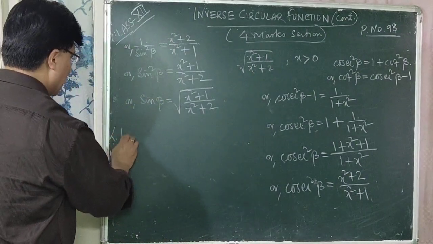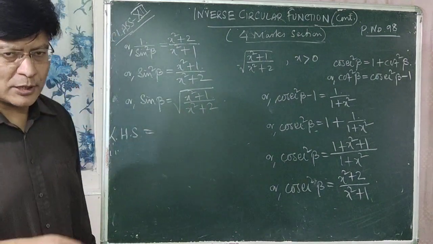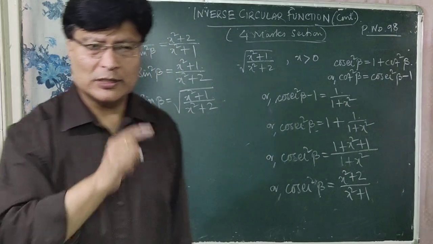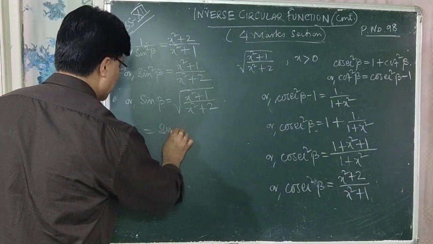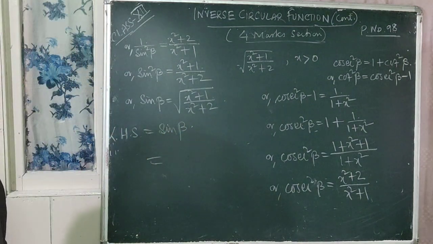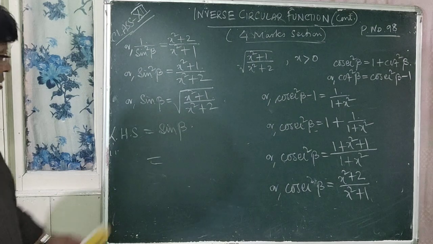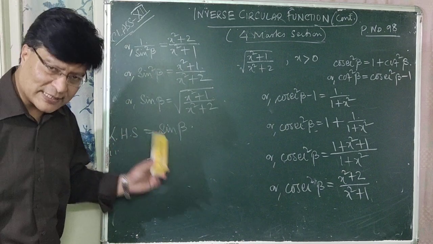So LHS is equal to, in the previous steps, you can check that the simplified form of left hand side was sin beta only. Isn't it? It is sin beta. You can check it in the previous steps, in your copy. Left hand side was simplified as sin beta.